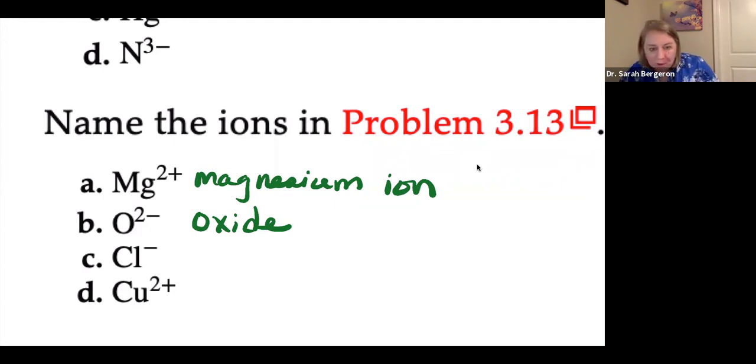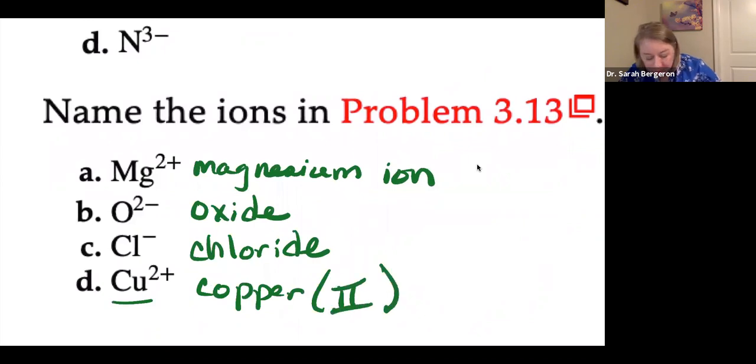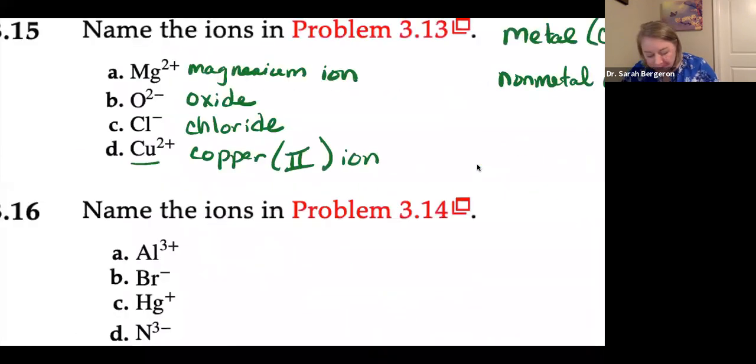So the next one's also going to end in IDE because it's negative. So this is chlor-ide, chloride. Copper. Now be careful. Where do you find copper on the periodic table? Go look. You should have found it in the transition metals. And so we don't know what charge it's going to be. So when we say the name, we need to say which one we're referring to. So this is copper 2 ion. Okay, so just be careful about that.